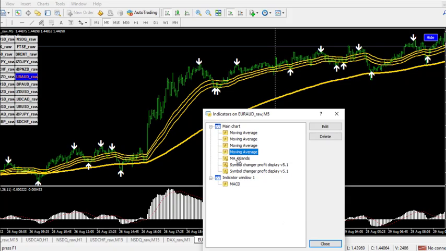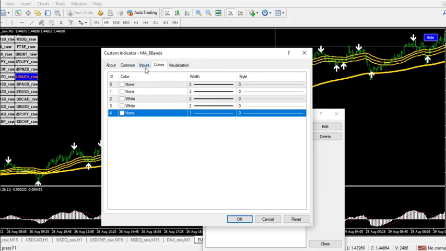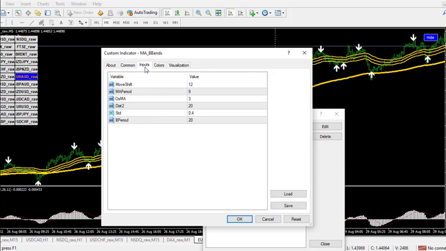And the last indicator I added to this particular strategy is a MA band, MA_B band. Then move shift is 12, MA period is 9, OSMA is 3, then distance is 20, STD is 0.4, B period is 20. You can play with the numbers, but this is what I use on this particular strategy.